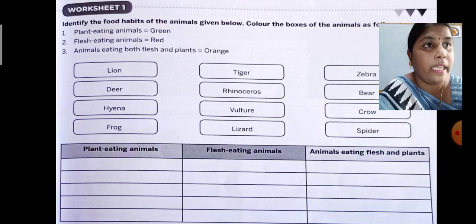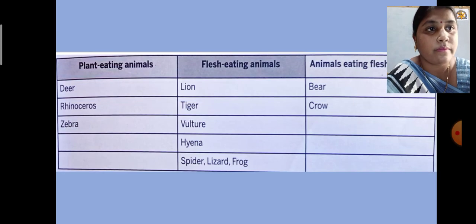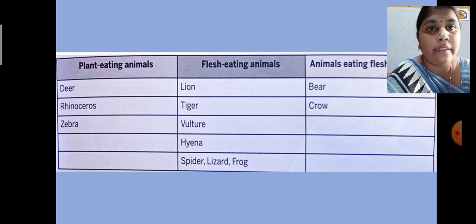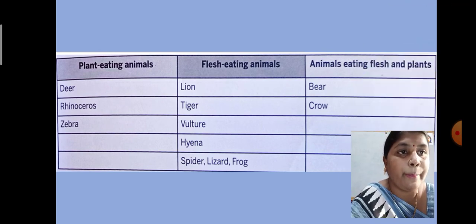Okay, so I will help you out with how to solve this worksheet. First of all, you have to fill the chart. The chart is given below, separated into 3 columns: plant eating animals, flesh eating animals, and animals eating both flesh and plants. So I solve here, but the coloring part you have to do. So see the answers. Plant eating animals are deer, rhinoceros, zebra. Flesh eating animals are lion, tiger, vulture, hyena, spider, lizard and frog. And animals eating both flesh and plants are bear and crow.